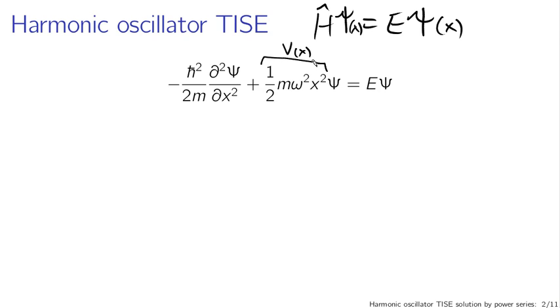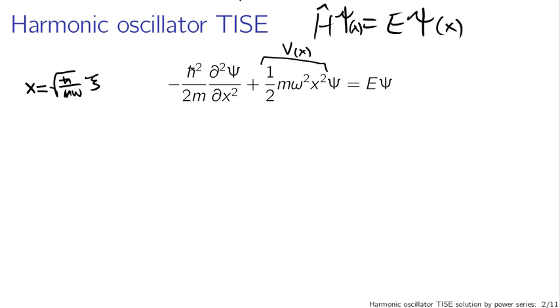Often, the first step in solving an ordinary differential equation like this is to make some change of variables to simplify the structure of the equation. Basically, what we're looking to do is get rid of some of these constants. And it turns out the change of variables that we want to use here, and you can determine this with a little bit of trial and error, knowing how change of variables works, is that instead of x, we want to use x equals the square root of h bar over m omega times some new coordinate xi.